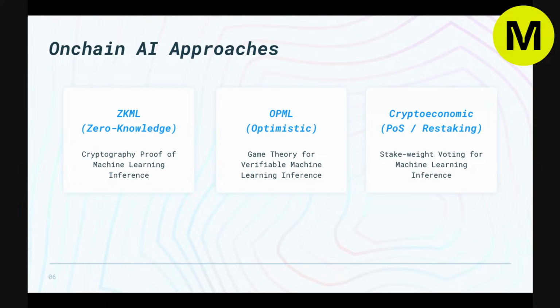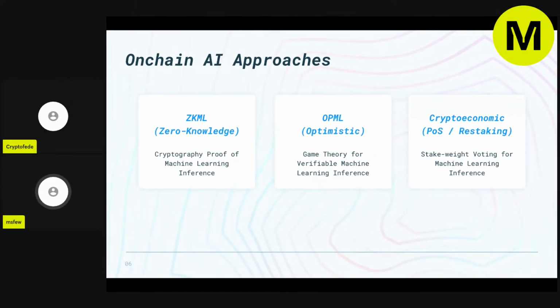And for the third one, we have seen on many decentralized networks, for example, if we take BitTensor as an example, BitTensor also falls into this crypto-economic approach, but instead of enabling on-chain AI, they are enabling a separate network. But we have seen a lot of attempts on this, like EigenLayer. They are building something similar to this stake-weighted voting for machine learning inference.